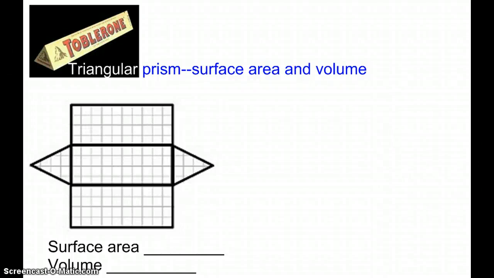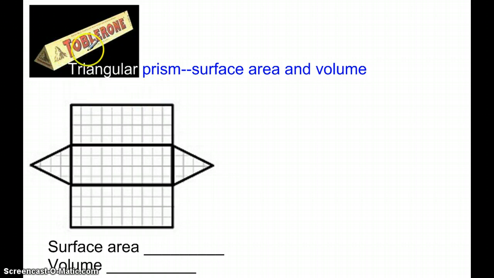This video is featuring the triangular prism, and we're going to be calculating the surface area and the volume. As you can see, what I have here is a two-dimensional net. This is a two-dimensional net, and it represents this three-dimensional object, which is called a triangular prism.